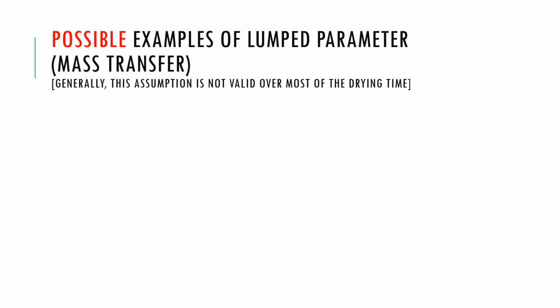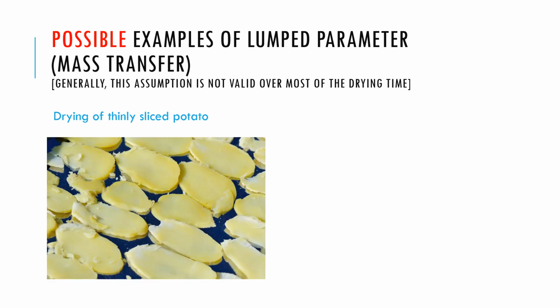Now we look at two examples of this internal resistance being small in mass transfer. First, drying of a thinly sliced potato. Because it's thin, the moisture from inside, if this is my cross section, has a short way from inside to the surface. It doesn't need to make that much effort. So internal resistance is small.